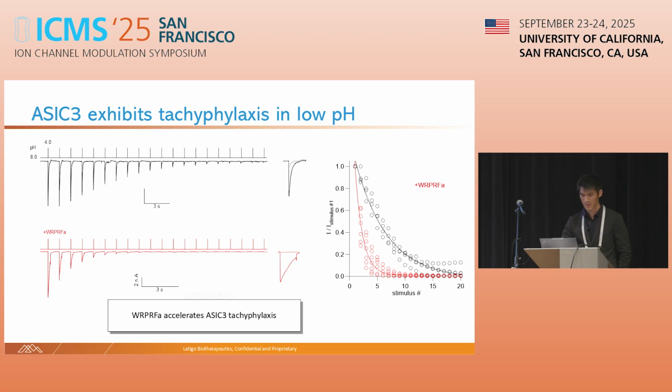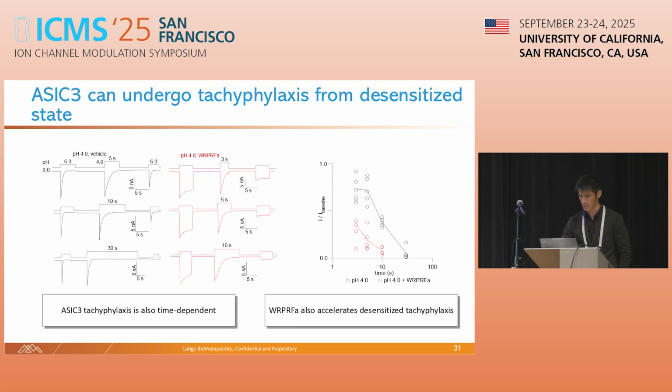So indeed here, I'm showing for the first time that if we repeatedly stimulate the ASIC3 channel with pH 4 pulses, the current diminishes until it's gone, and this process is irrecoverable in our hands. And more interestingly, when we apply WRPRF before we do this experiment, this process is actually accelerated.